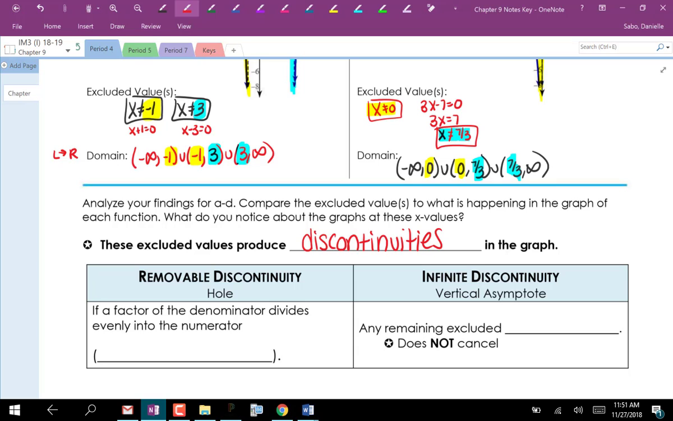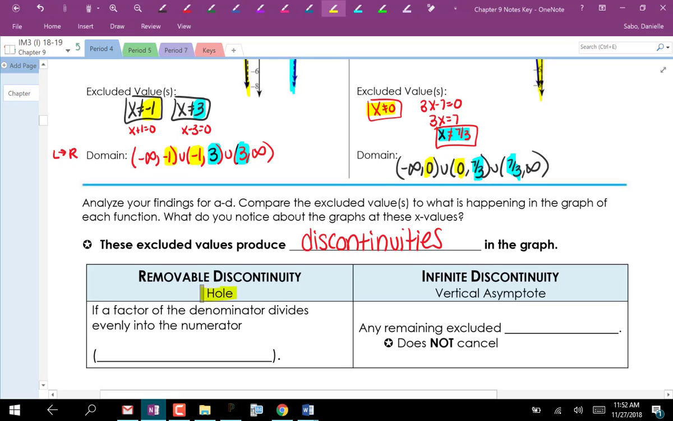There are 2 separate things. We kind of already talked about it. There's called a removable, which is a hole. I'm going to highlight the whole piece because you'll hear me say whole the most. And then infinite, which is a vertical. It's called an asymptote. It's hard to say.